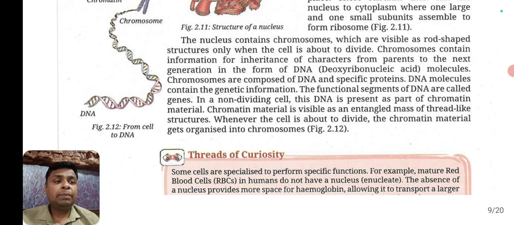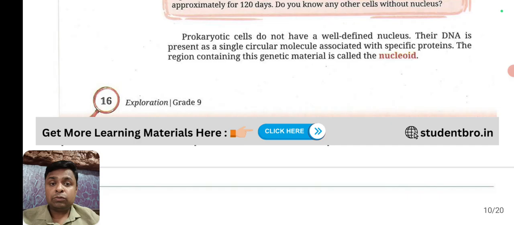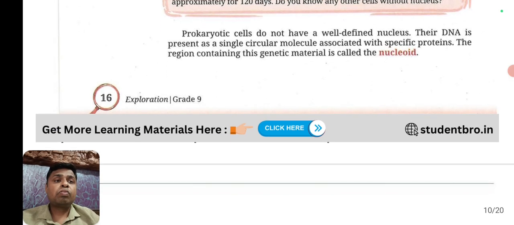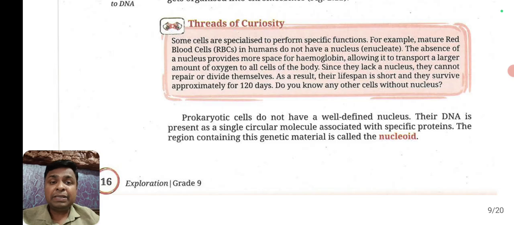Chromatin material is visible as an entangled mass of thread-like structures. Whenever a cell divides, we can see this under the microscope, of course, very small. Now, some cells like the RBC do not have a nucleus. So they have more space for hemoglobin. Have you heard about this? Hemoglobin. It is required to transfer oxygen in blood.